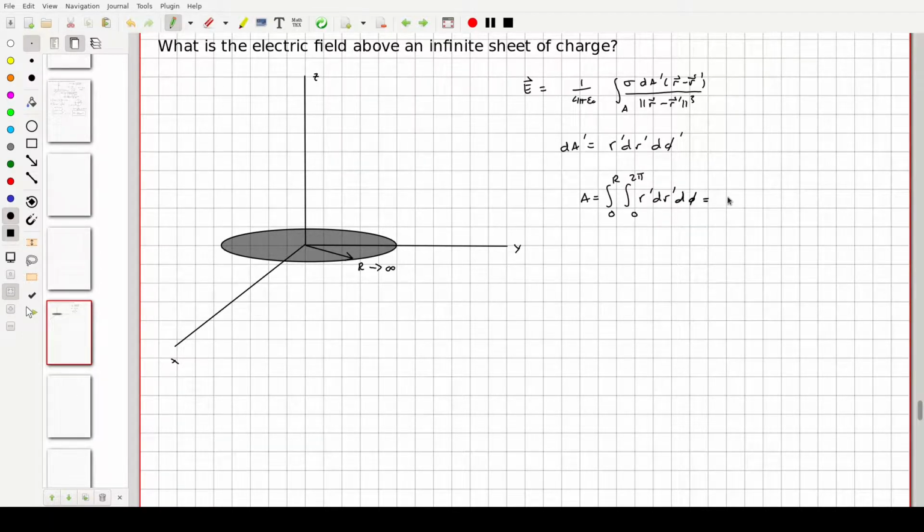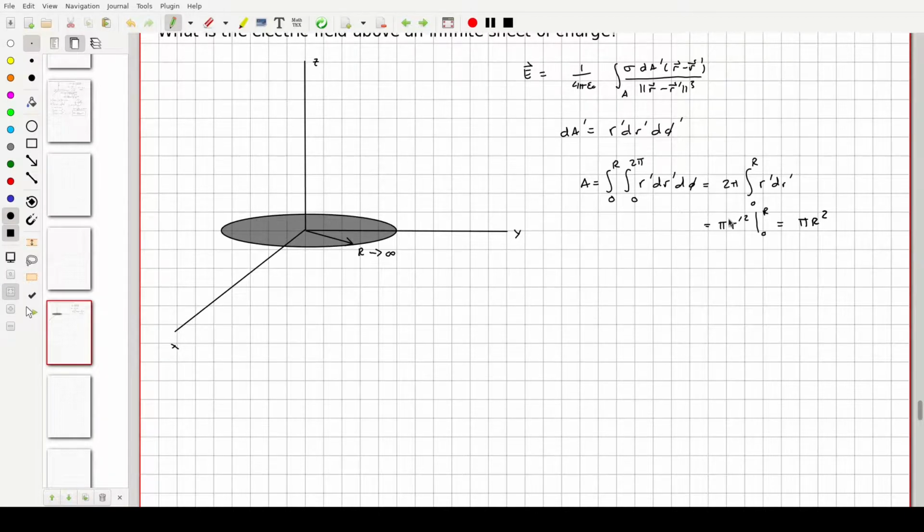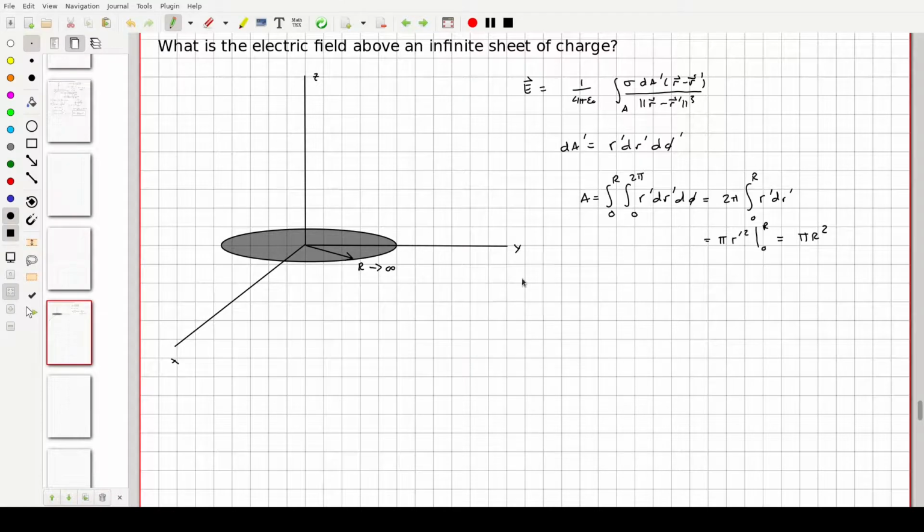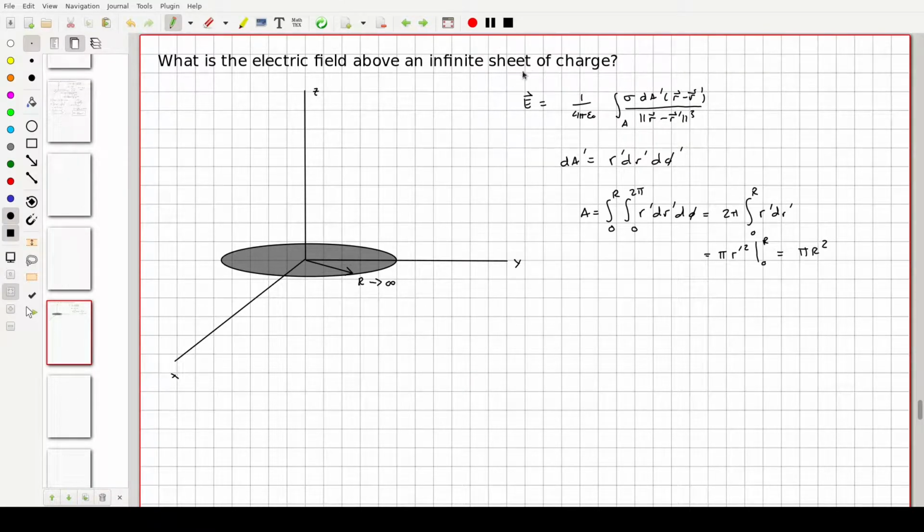The phi part gives you 2 pi. We're left doing this now. You integrate this, you get 1/2 r squared. The 1/2 kills the 2 off, giving you a pi. When you plug that in, you get pi times r squared. So as you can see, you get the area of a circle. The difference here, though, is that this is an infinite sheet. So I want the radius here to grow out to infinity.